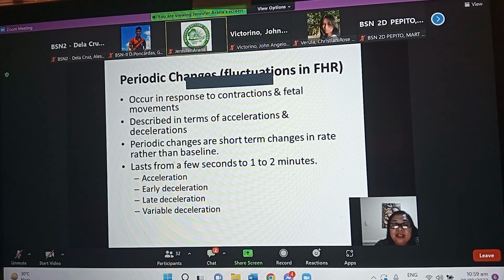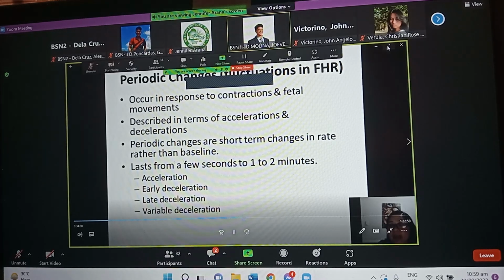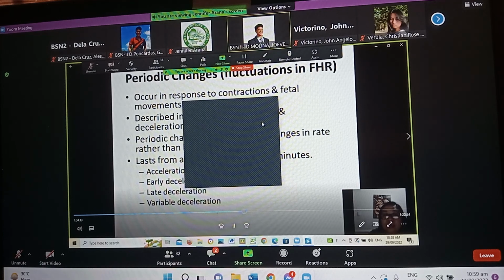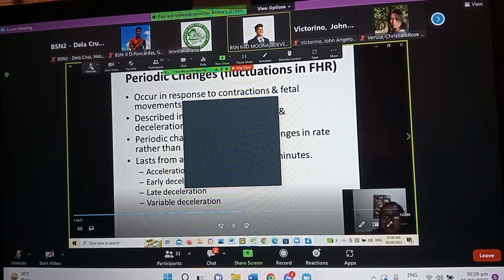Another thing which we should monitor in the fetal heart rate are the periodic changes or the fluctuations in the fetal heart rate. This occurs if these occur in response to contractions. Periodic changes are described in terms of accelerations and decelerations. Periodic changes are short-term changes in the rate rather than the baseline. Okay? Di pareha sa baseline variability, di ba?